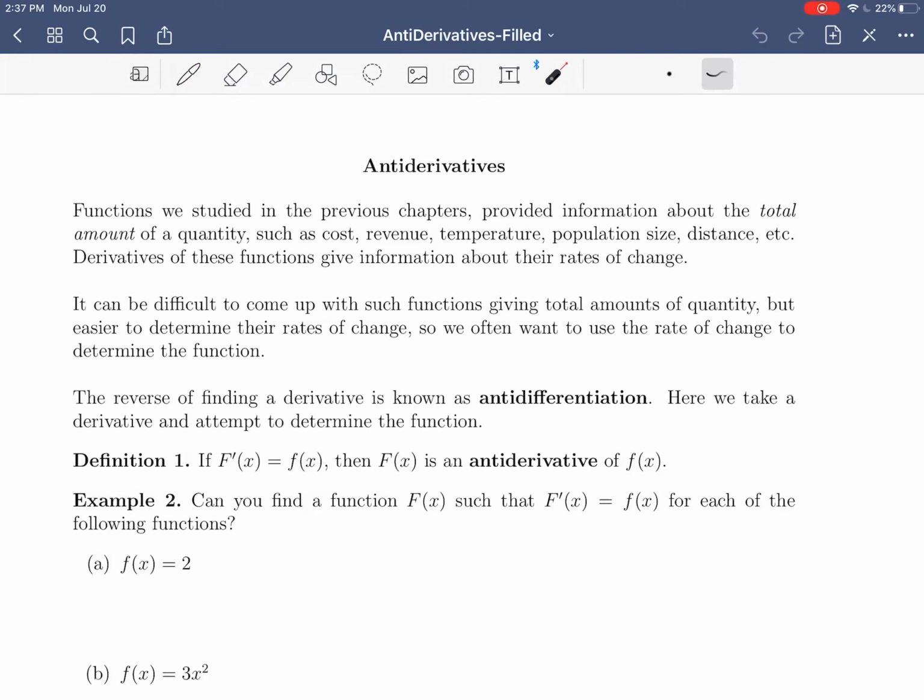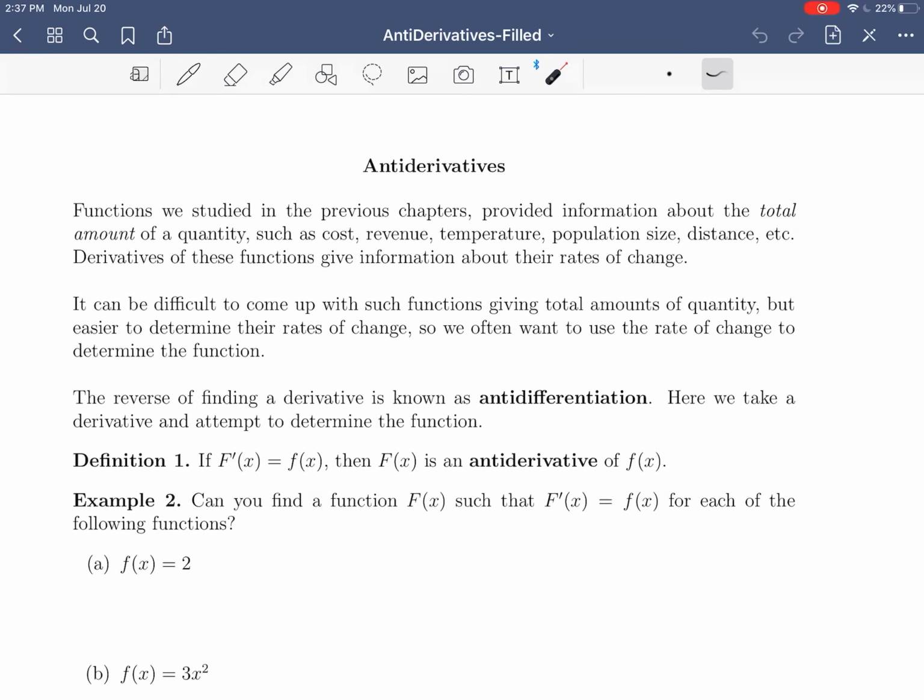In this video, we're going to look at the reverse process of differentiating. So this is determining an antiderivative. So far in this course we've been looking for derivatives. Now we're going to look for functions that have specified derivatives. So we're looking for what function gave this derivative.